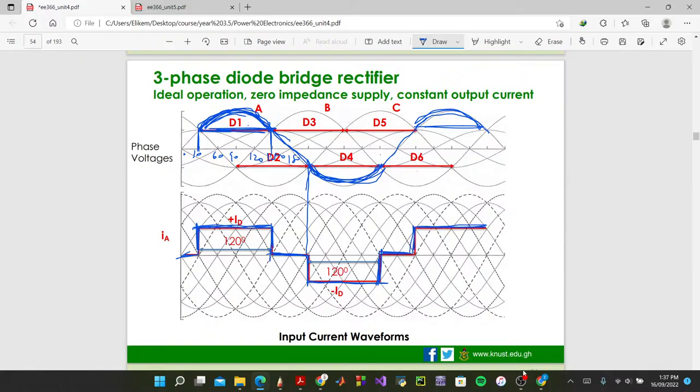So this is the three-phase current. This is how it looks. Now we expect that if we are giving it a sinusoidal input voltage, then ideally we expect a sinusoidal current like this. But that's not the case, right? So we are not getting the ideal case, which is a sinusoid. We are getting a square wave. It's called a quasi square wave.